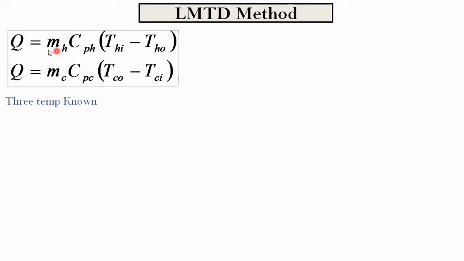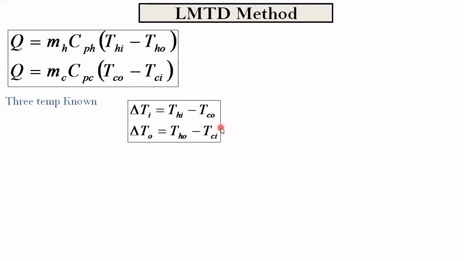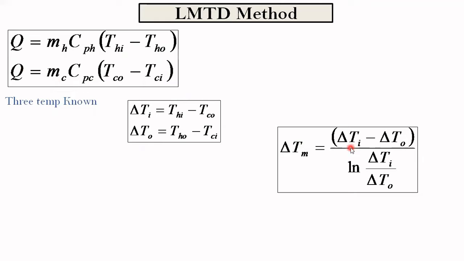Here, this equation represents the heat lost by the hot fluid and the same heat that will be absorbed by the cold fluid. So we can equate this heat quantity and find out the fourth temperature. Once all four temperatures are known, we can calculate the temperature difference at the inlet of the heat exchanger, that is delta Ti, and at the exit, that is delta To. From these, we can find the LMTD, the logarithmic mean temperature difference, delta Ti minus delta To upon ln of delta Ti by delta To.